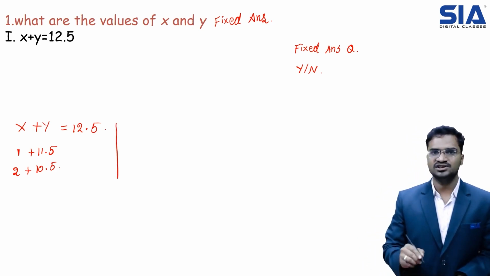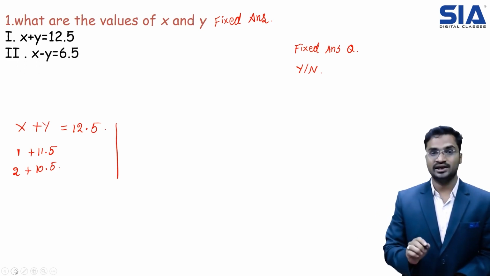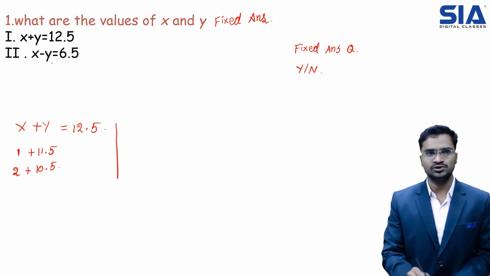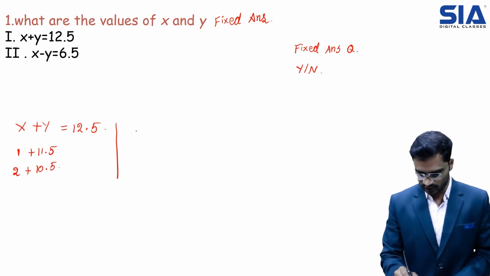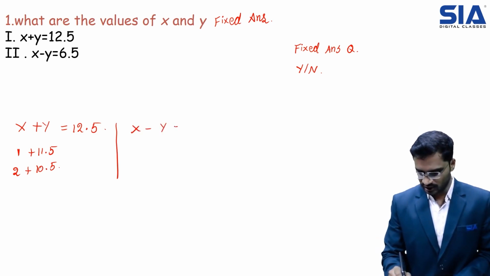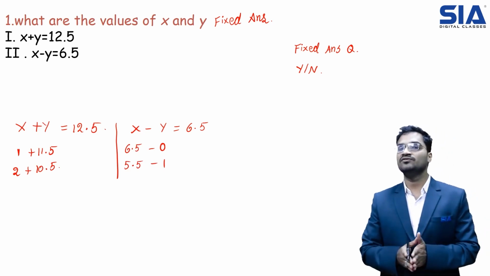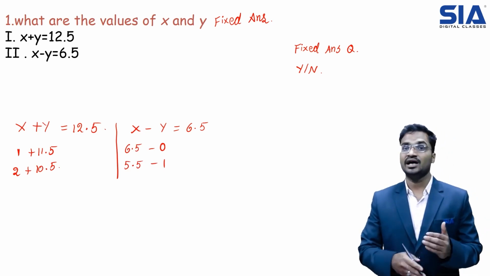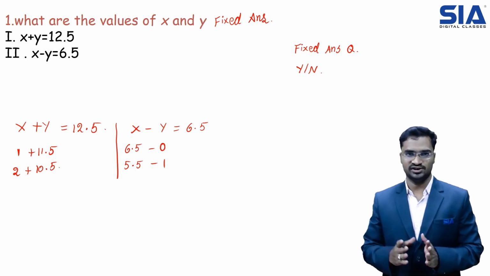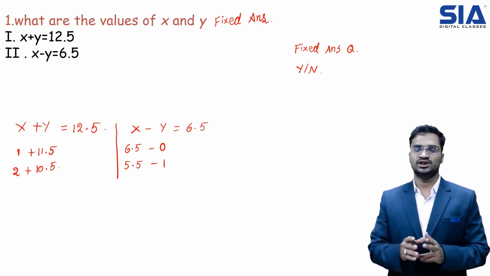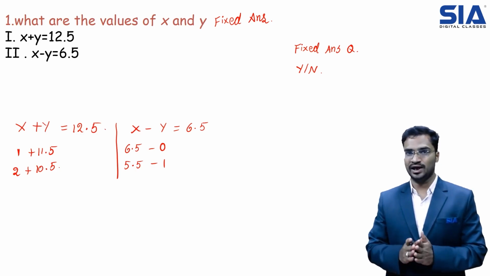Now coming to statement 2. Let us see only statement 2. Statement 2 says that x minus y is 6.5. So x minus y is equal to 6.5. Let us take y as 0, then our x is 6.5. If we take y as 1, then our x value is 5.5. So here also the x and y values are not fixed. They are changing according to this equation. So statement 2 alone is not sufficient to answer the question.